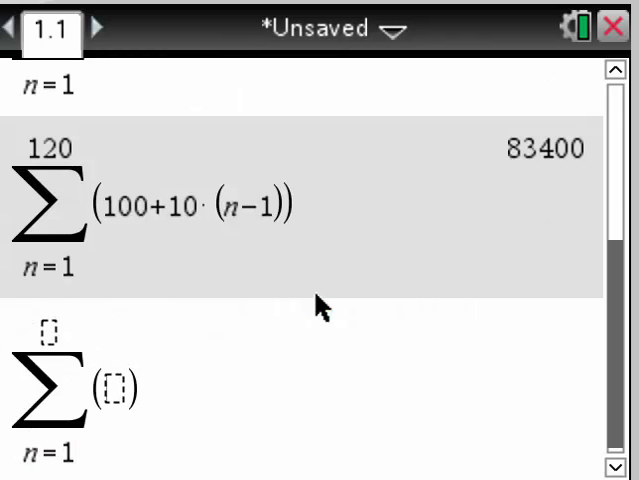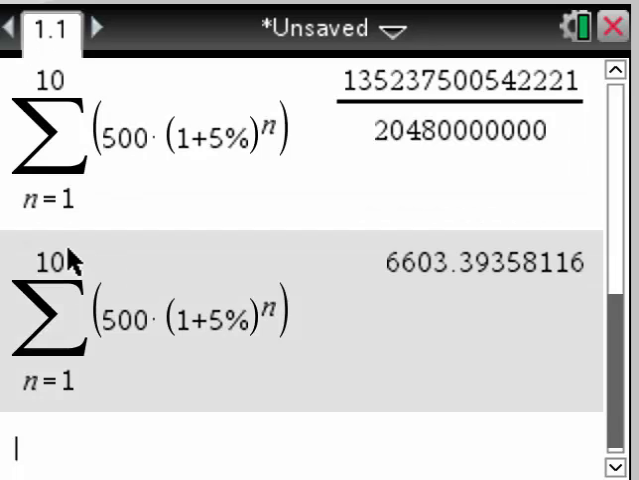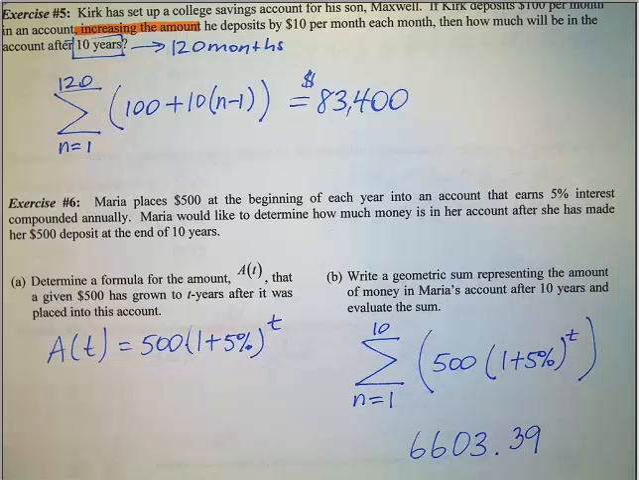So n equals 1. We started with $500. We're going to multiply by 1 plus 5, and don't forget your percent symbol, raised to the n for 10 years. Whew. So to get this fraction into a decimal, hit Control Enter. So $6,603.39 is how much we have after 10 years.